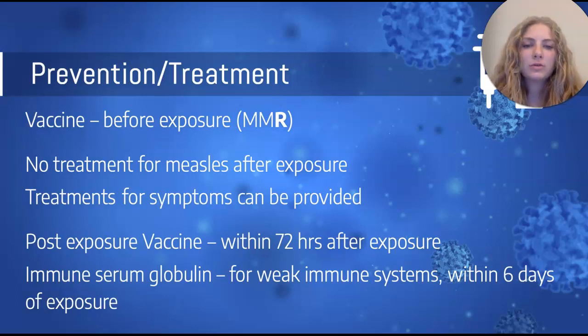There is a post-exposure vaccine, however, and you can get this within 72 hours of exposure. Usually a lot of people don't know they've been exposed, so they don't know to get this, but this is for people who do know they've been exposed, and it might not completely wipe away the likelihood of having the signs and symptoms of measles, but it will make them less severe. And then there is an immune serum globulin, and this is for people with weak immune systems that have been exposed, and you can get this within 6 days of exposure.